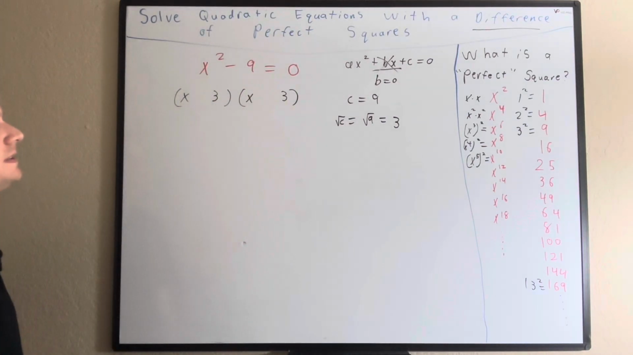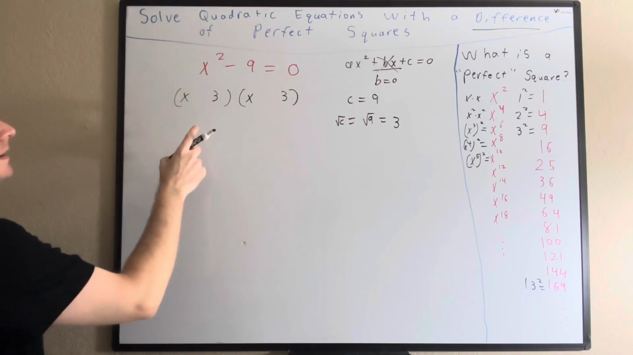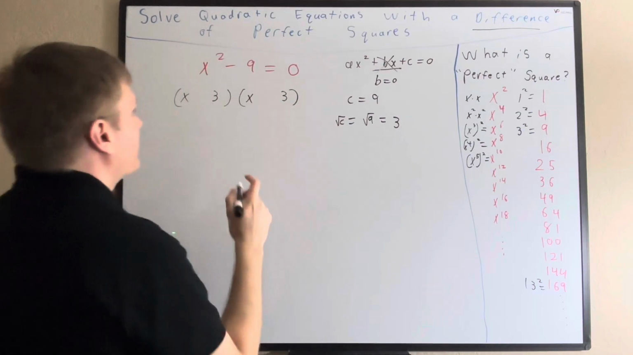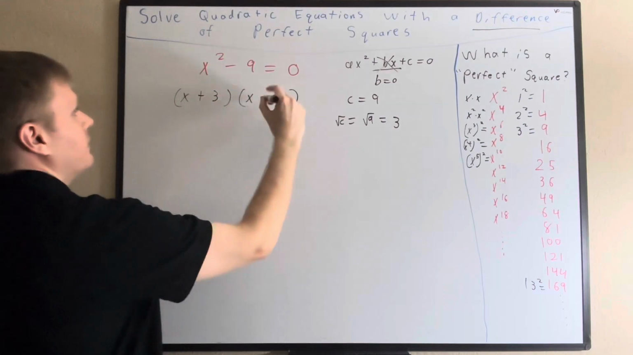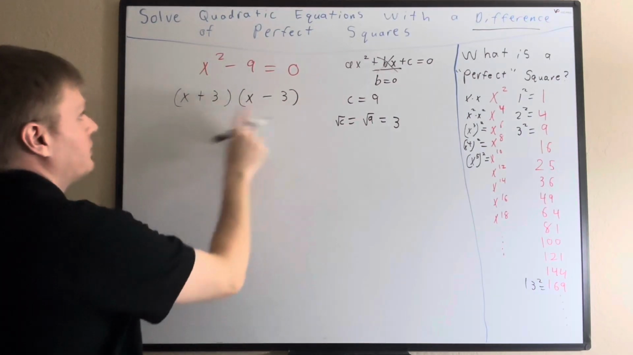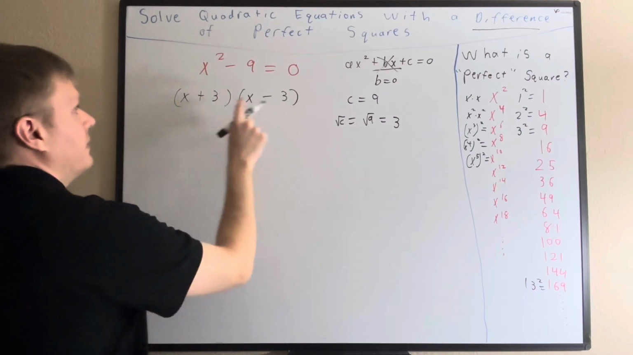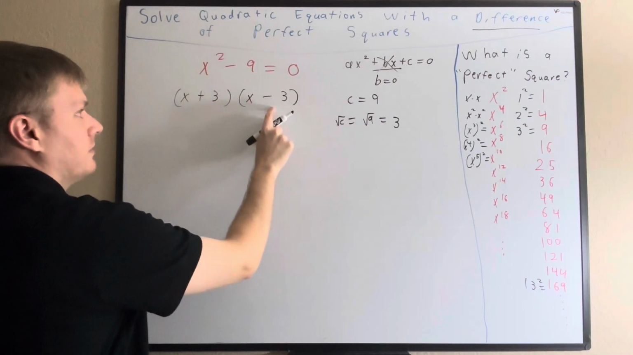Now, the signs are what's tricky. People have got to remember, one of them is going to be positive and the other one's going to be negative. Does it matter which one's which? No. Left or right doesn't matter. But one of them has to be positive and one of them has to be negative.